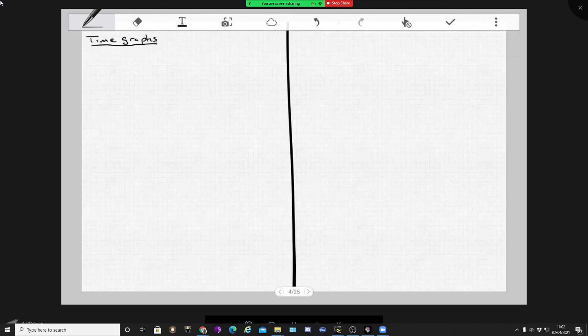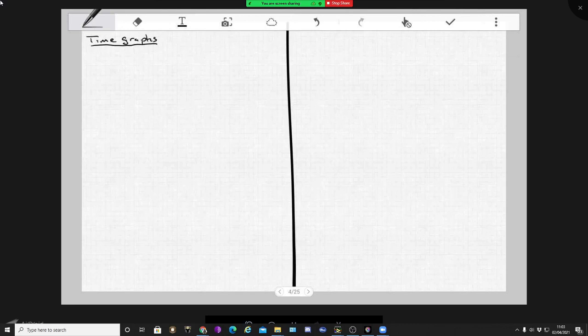Now, time graphs are basically graphs with the x-axis as time. The big ones for motion are distance-time and velocity, or speed in this particular case, against time. If they just said that something is moving with a certain speed, then that's speed. In order for it to be velocity, they need to tell you the direction.